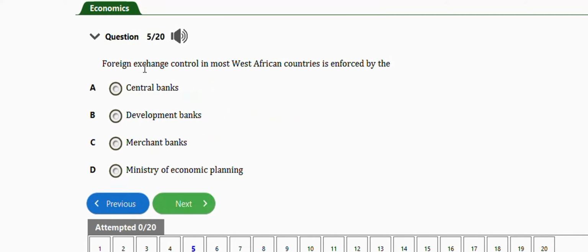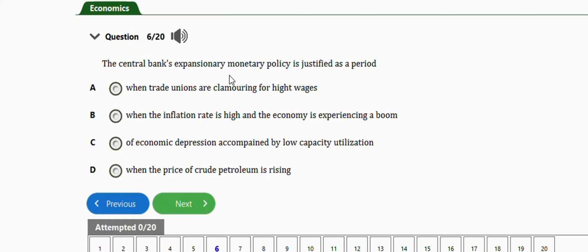The next question will be this one. It says foreign exchange control in most West African countries is enforced by the central banks, option A. Alright, the next question will be this one. It says the central bank's expansionary monetary policy is justified as a period, option A, when trade unions are clamoring for high wages, when the inflation rate is high and the economy is expecting a boom, economic depression accompanied by low capacity utilization, when the price of crude petrol is rising. The right answer is option C, which is economic depression accompanied by low capacity utilization.